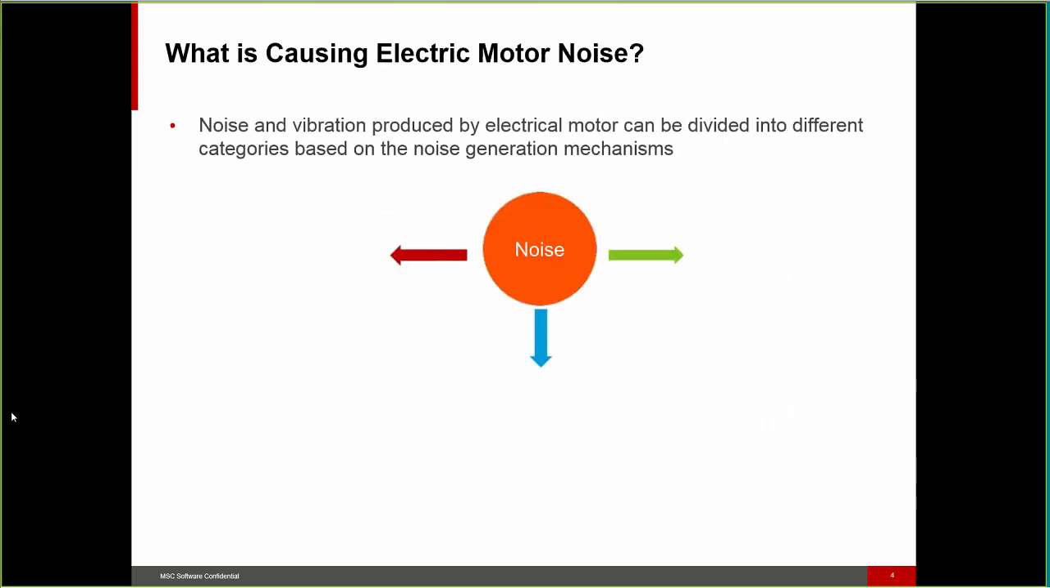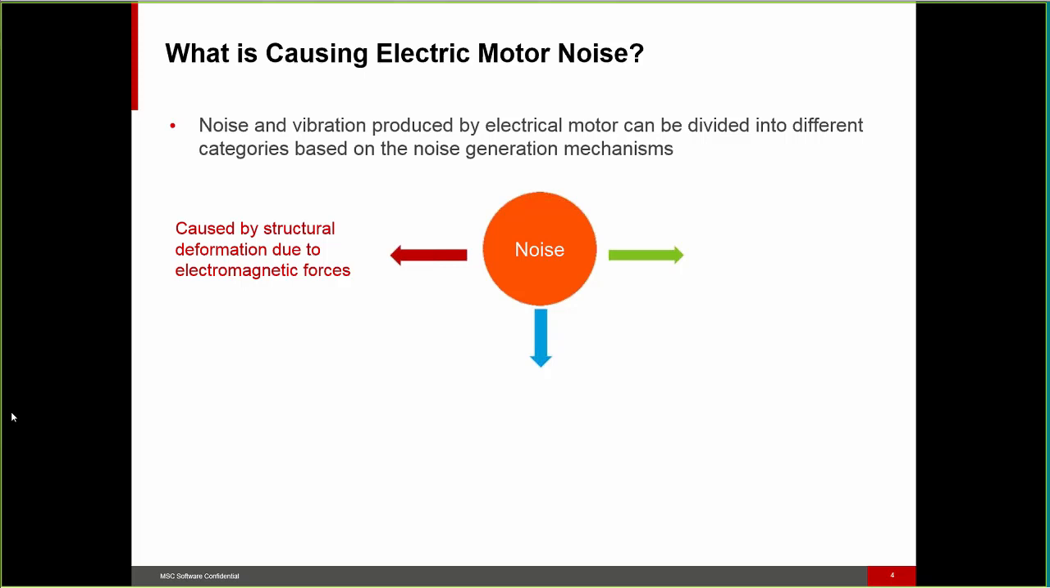So what is causing the electric motor noise? Each motor produces desirable forces, torques, and motions in addition to those that are undesirable. Such undesirable forces and motions cause vibration of the motor parts that we hear as noise. So the noise and vibration produced by electric motors can be divided into different categories based on the noise generation mechanism.